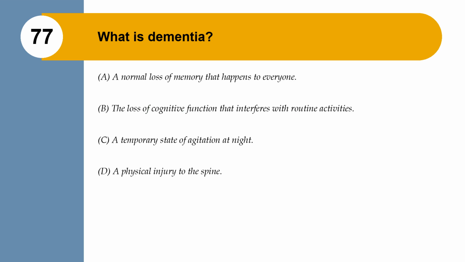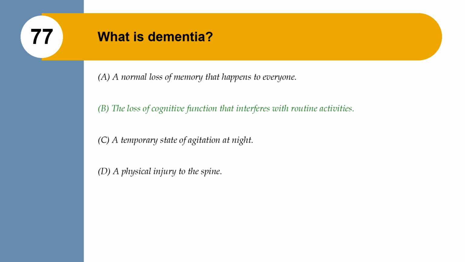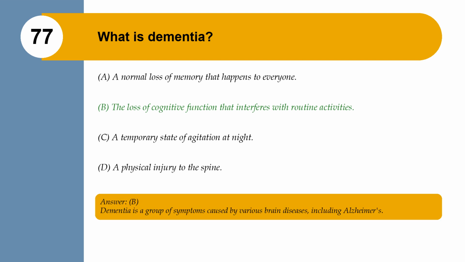Question 77. What is dementia? Option A, a normal loss of memory that happens to everyone. Option B, the loss of cognitive function that interferes with routine activities. Option C, a temporary state of agitation at night. Option D, a physical injury to the spine. The correct answer is option B, the loss of cognitive function that interferes with routine activities. Explanation. Dementia is a group of symptoms caused by various brain diseases, including Alzheimer's.